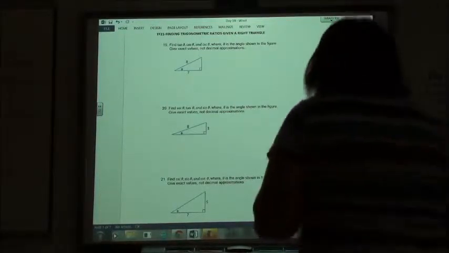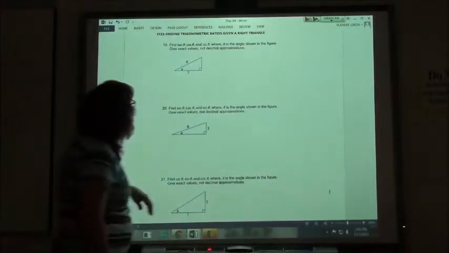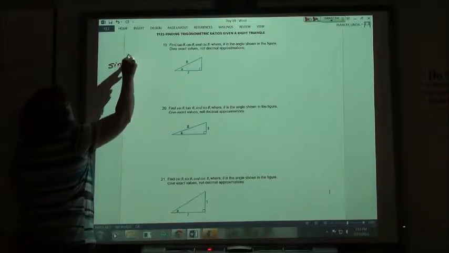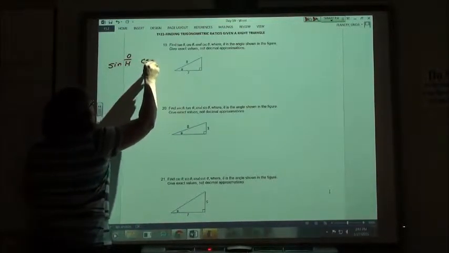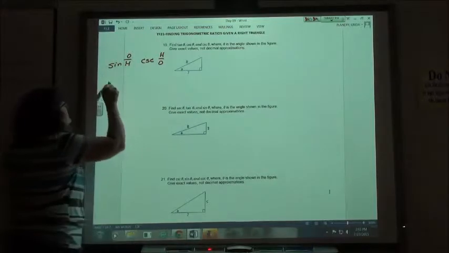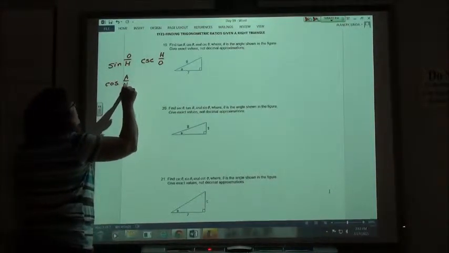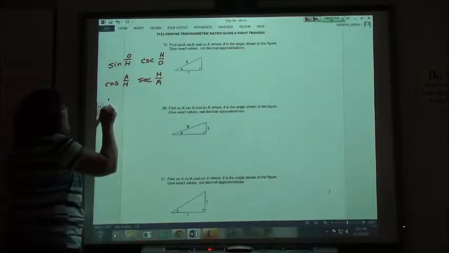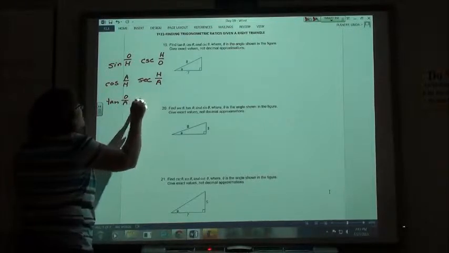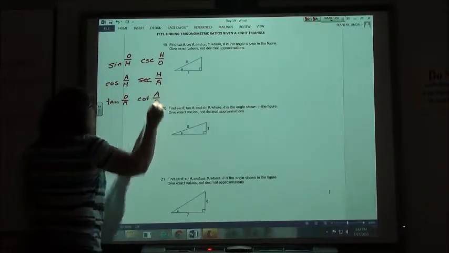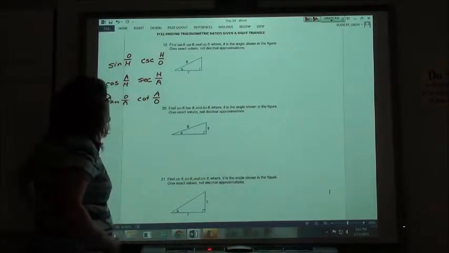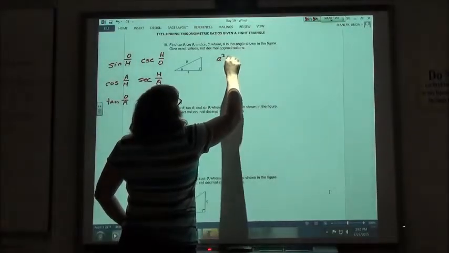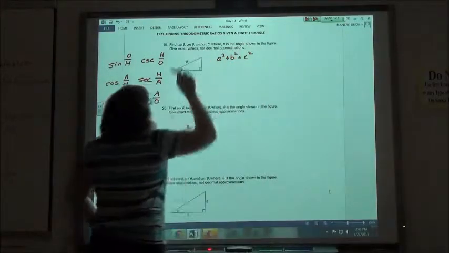19, 20, 21, again using the Pythagorean theorem to find our missing side, knowing that sine is opposite over hypotenuse, cosecant is hypotenuse over opposite, cosine is adjacent over hypotenuse, secant is hypotenuse over adjacent, and tangent is opposite over adjacent. Cotangent would be adjacent over opposite. So knowing our 6 basic trigonometric functions and the Pythagorean theorem, a squared plus b squared equals c squared. C is always a hypotenuse.